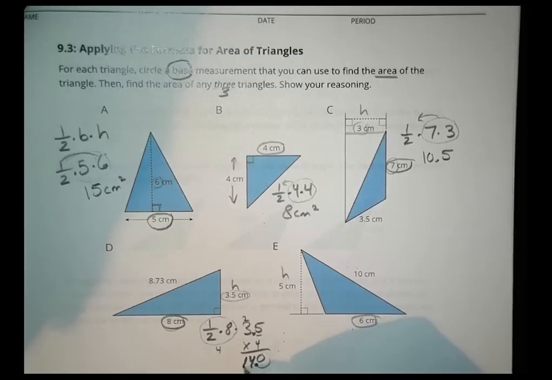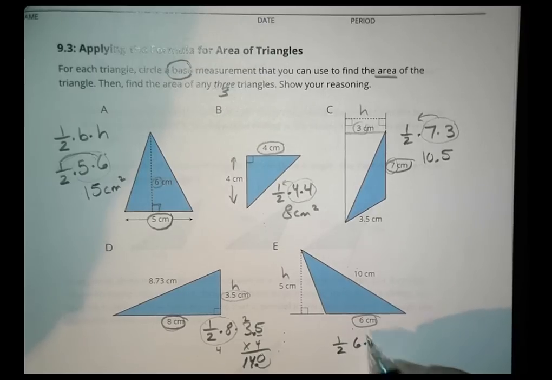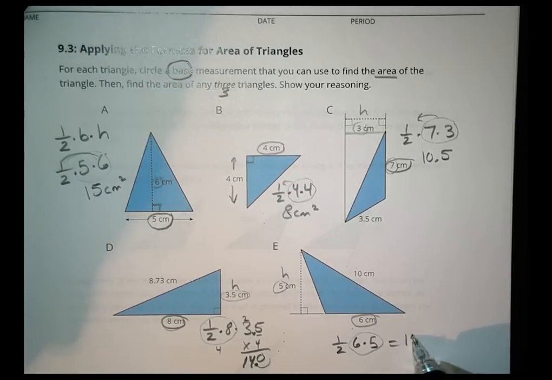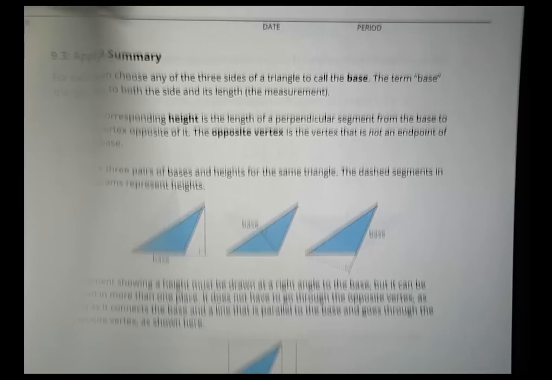And for our last one, we have 1/2 of the base, which is 6, times the height, which is 5. And again, we have 6 times 5 is 30, and half of 30 is 15. Alright, so I did all 5 of them there just to make sure you got those, and not sure which ones you wanted to do, but that's what we did there in our class today.